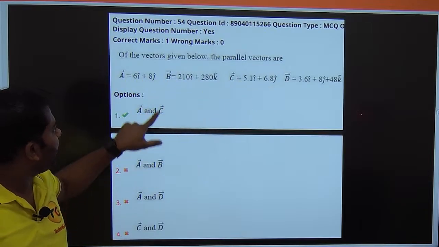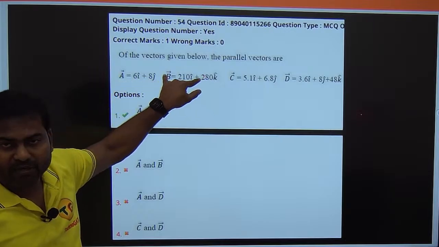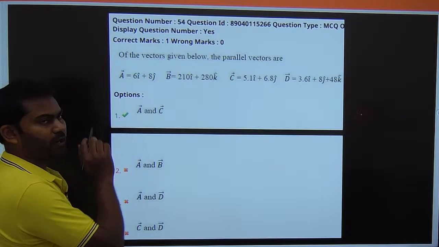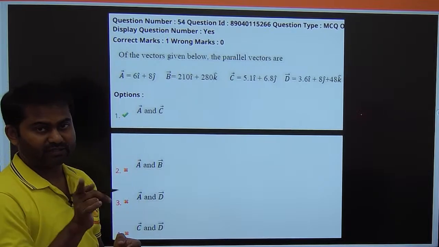AB if you take it, IJ, IK. IJ, IK annaru kabatti, so you can give the answer as option number 1 itself. అర్థమైంది కదా? నేను ఒక షార్ట్ కట్ చేసా క్యాలిక్యులేట్ చేయకుండా కూడా.